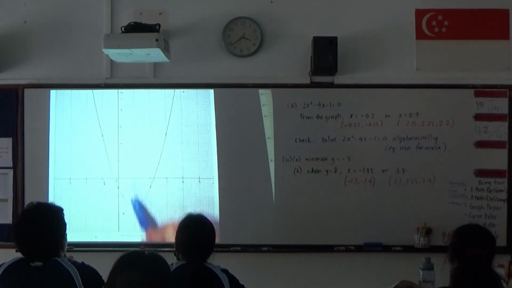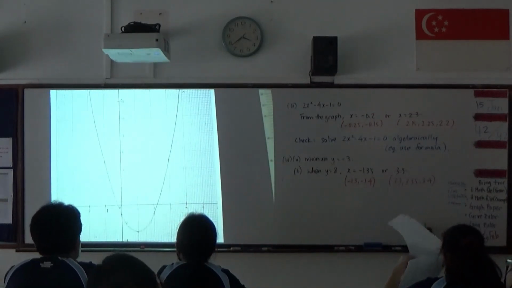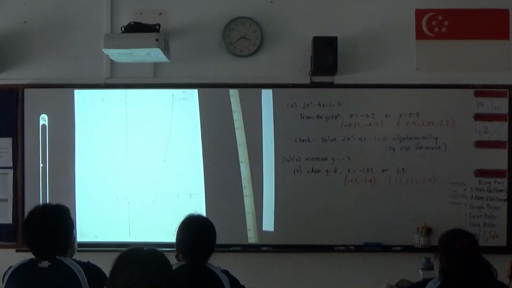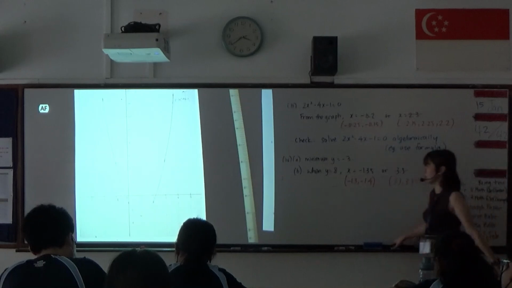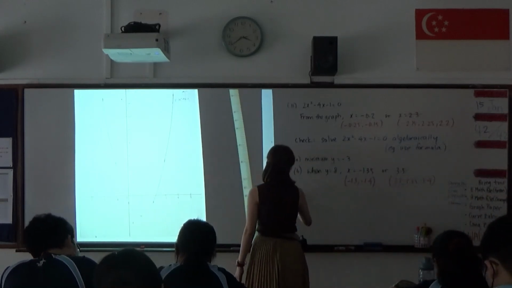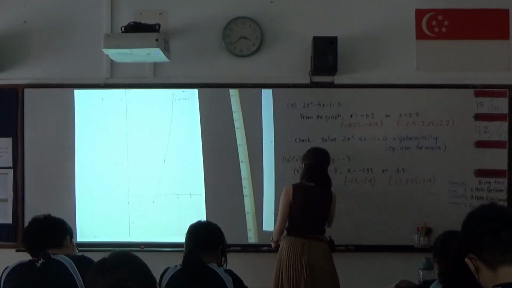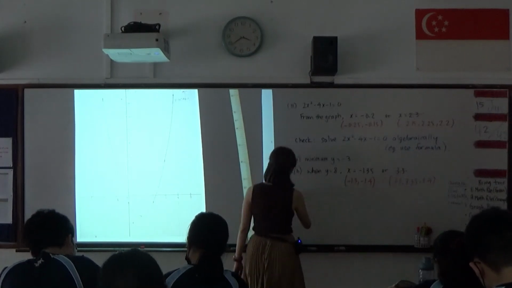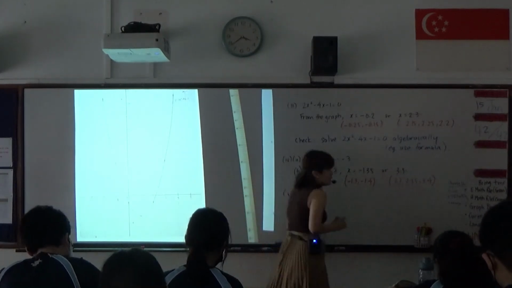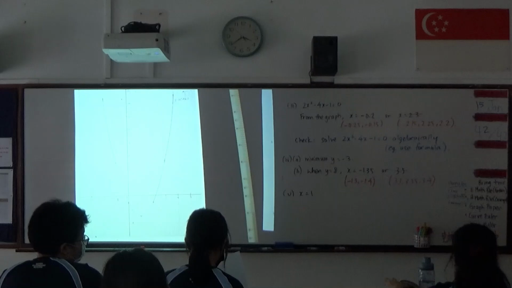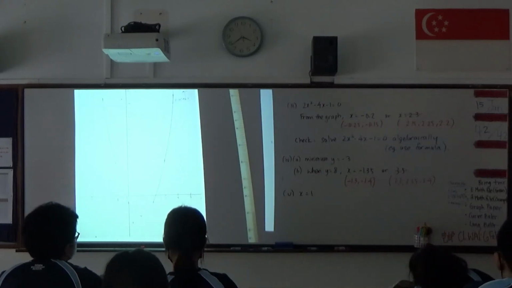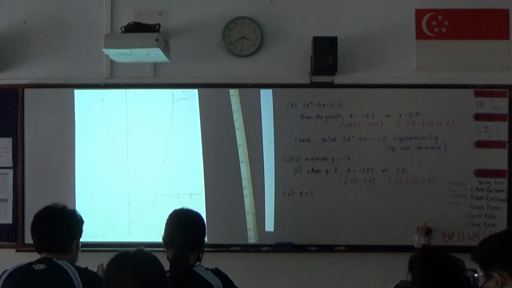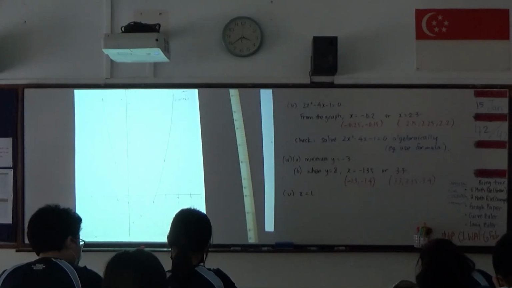So what is the equation of this? X equals 1. Okay, so that is an equation. So you've got to give x equals 1. You cannot just write 1 only. 1 is a number, it's not an equation.